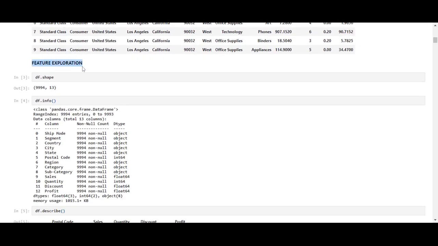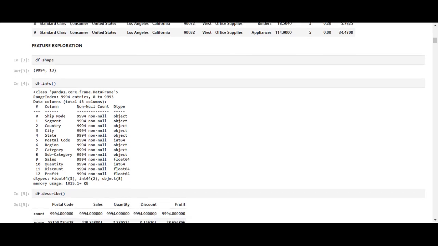As a part of the feature exploration step, I have used the shape function and found that the particular dataset consists of 9,994 observations and 13 variables. Using the df.info function, I have found the data types of each variable and also observed that there are no missing values in the particular dataset.